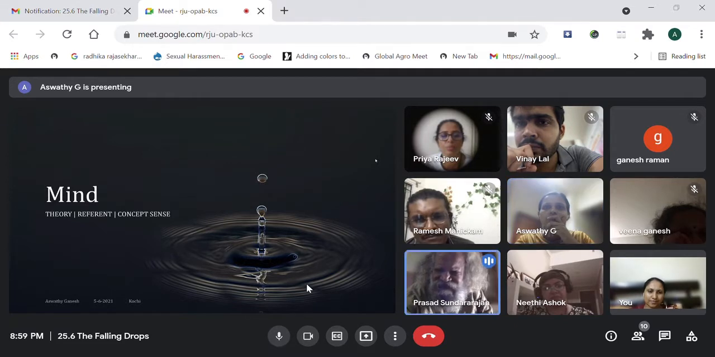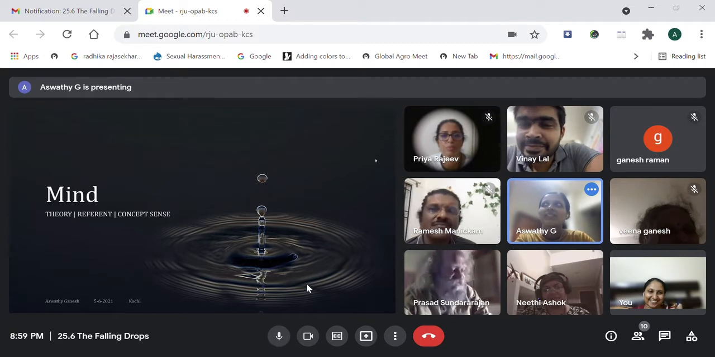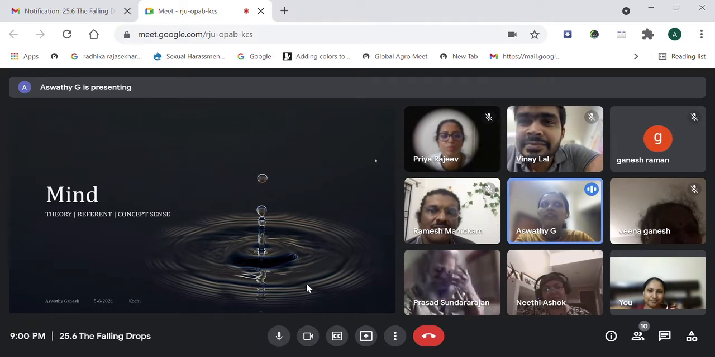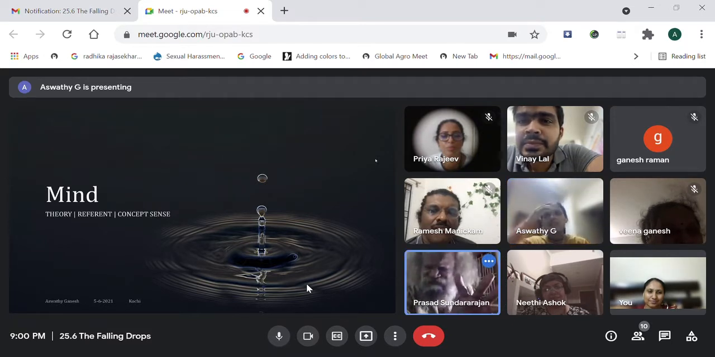But having said this, can you throw some light on that light aspect on it, Aswathy? It's 22, 30. To recognize. Exactly, something like that. Beautiful, beautiful. Okay.